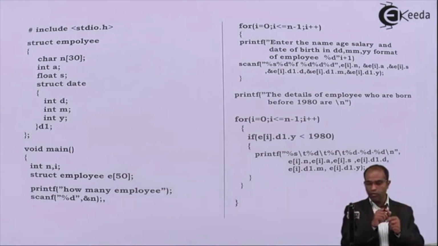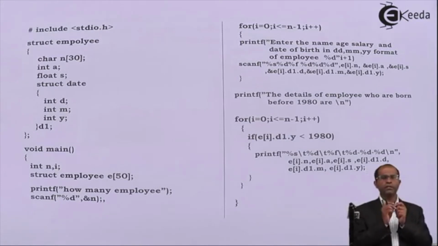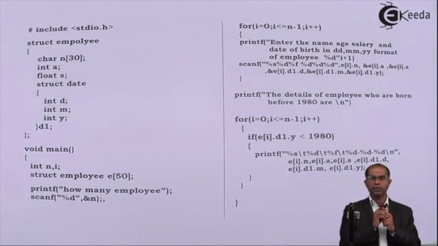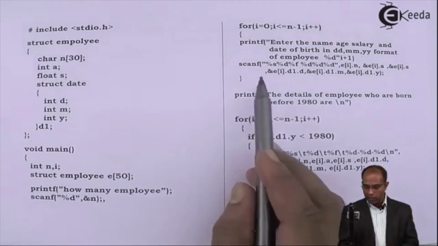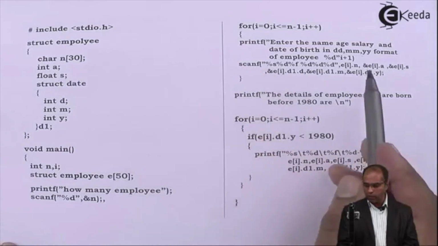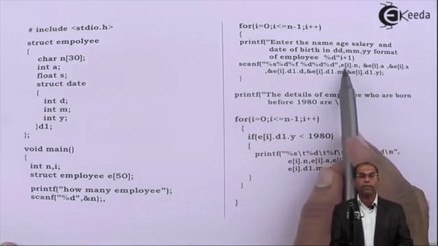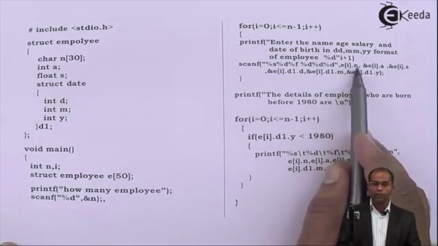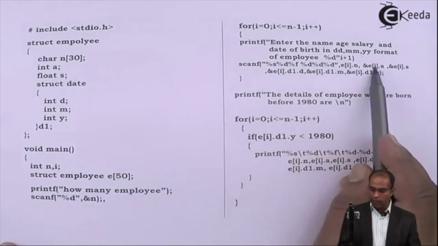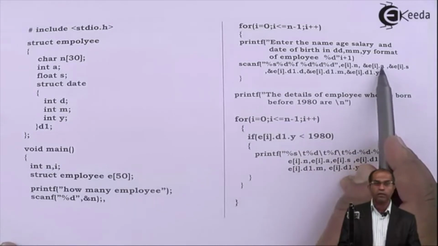After that, I had to read all these values. For simplicity, I'll assume that the user name will not have blank spaces. Right? Okay, so that will be percentage s. So percentage s will read name value. So name is directly a member of structure employee. So I'll say e of i dot n. Then the age of the employee is again directly a member of employee. So e of i dot a.